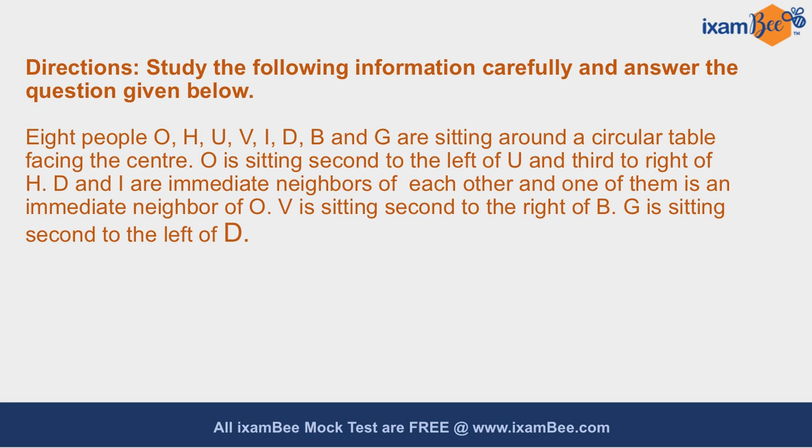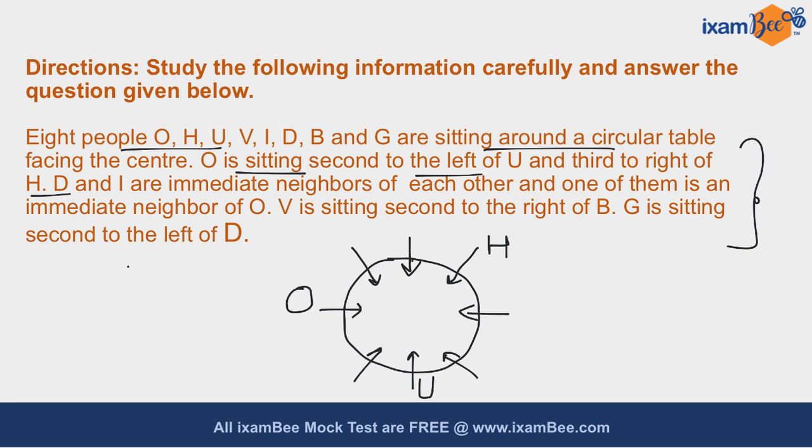It is given to you that 8 people O, H, U, V, I, D, B and G are sitting around a circular table facing the center, and some more directions are given to you. You have to comprehend these directions and draw your circular arrangement. So we'll try comprehending these directions or statements one by one. It is given to you that O is sitting second to the left of U and third to the right of H. So accordingly we can have this particular diagram where O is sitting second to the left of U and third to the right of H.